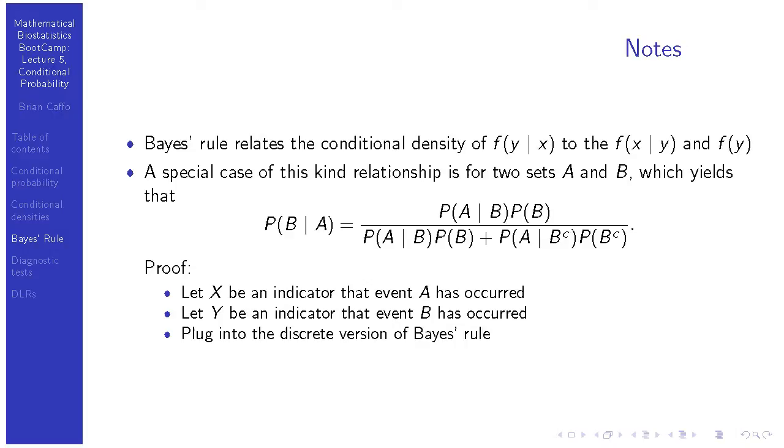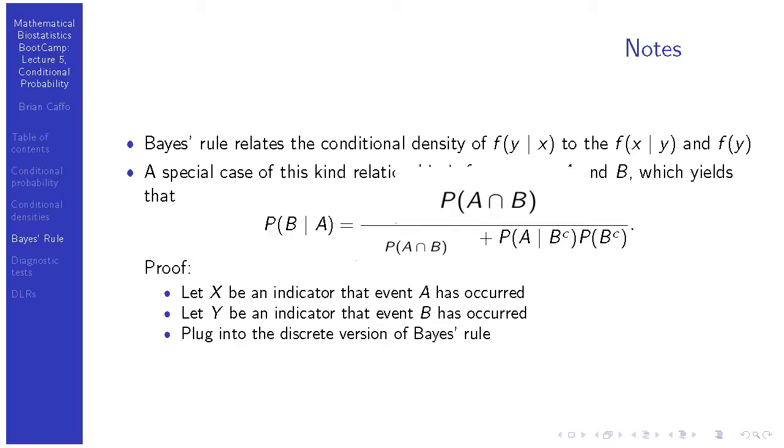Let x be a discrete random variable, that's the indicator of whether A has occurred, and y be an indicator that the event B has occurred, then plug into the discrete version of Bayes' rule. That would be a simple proof if you were willing to stipulate the previous page. You can also prove it very easily just by working with the rules of probability and sets. So this numerator is probability of A intersect B. This denominator is probability of A intersect B plus probability of A intersect B complement. So the numerator works out to be probability of A intersect B. The denominator works out to be the probability of A. So that's exactly the conditional probability B given A.